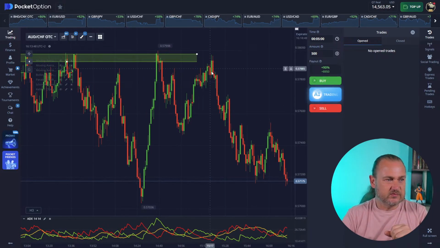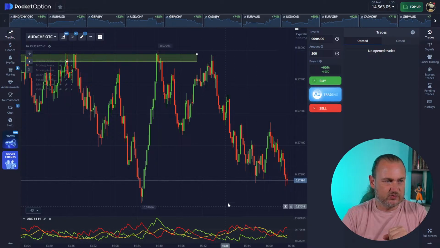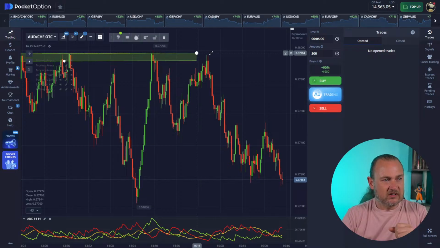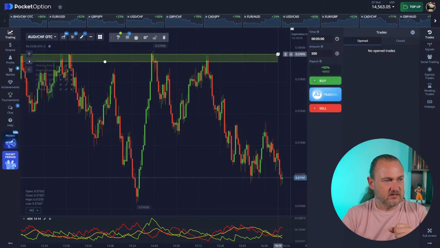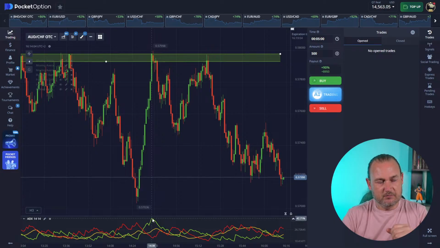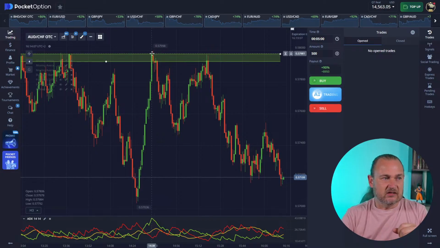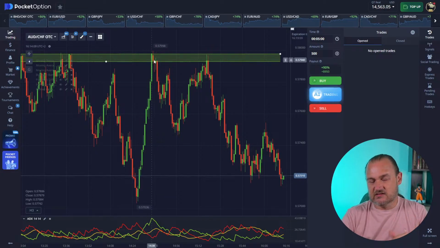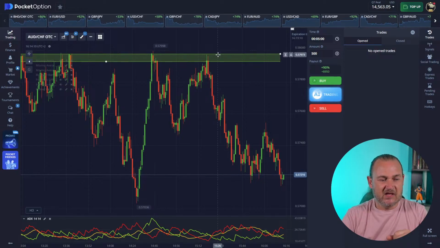Okay, and that support held there as well. That would have been a nice trade, although the ADX didn't show this to me. But again, let's just extend that again so we can see it more clearly. There we go. So we had this DI spike here, this massive DI spike, and it happened right on the resistance, and it turned down. So we had a sell opportunity here. We had another one here.